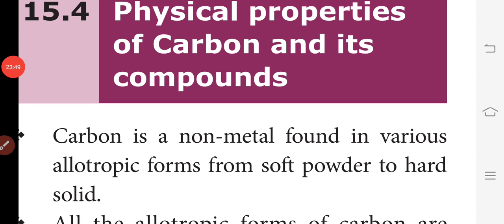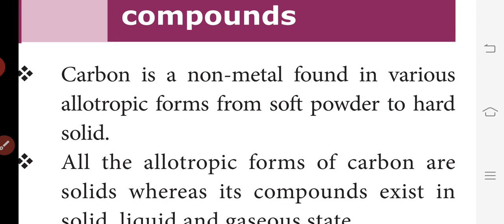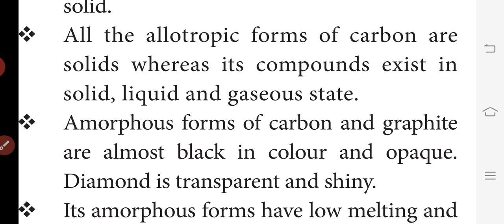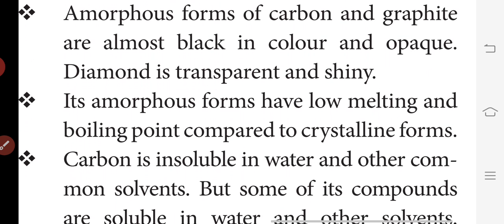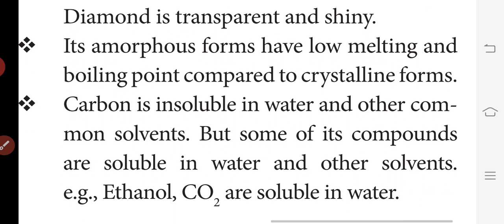So now we will see the physical properties of carbon and its compounds. The first point: carbon is a non-metal found in various allotropic forms, from soft powder to hard solid. All allotropic forms of carbon are solids, whereas its compounds exist in solid, liquid and gaseous states. Amorphous forms of carbon and graphite are almost black in color, opaque. Diamond is transparent and shiny. Its amorphous forms have low melting and boiling points compared to crystalline forms.